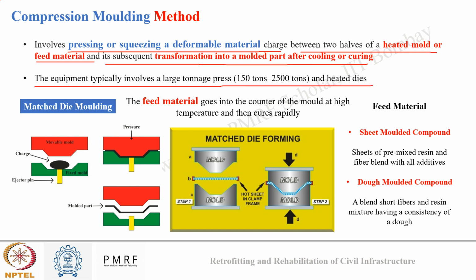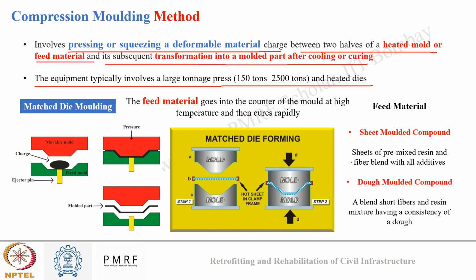Now, within compression molding, there are different methods. The first is the match die method. In this, the feed material, that is the mixture of fiber and resin, goes into the cavity of the mold at high temperature. The mold surfaces are then squeezed, which makes the feed material take the desired shape, and then it is cured rapidly. The feed material here can be of two types. It can be sheet molded compound, where a sheet of premixed resin and fiber blend with all the additives is used, or it can be dough molded compound, where a blend of short fibers and resin mixture having a consistency like dough is used.